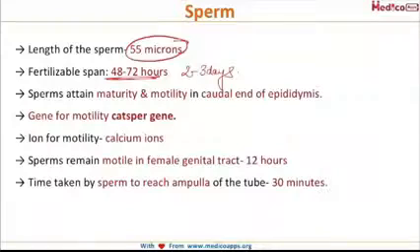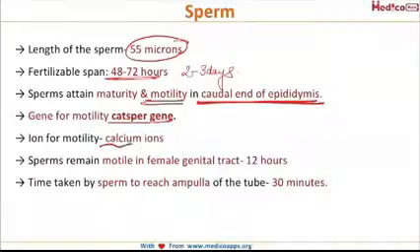And these sperms attain their motility in the caudal end of the epididymis. Take care of the word motility, because we'll get a question on where the sperm attains hypermotility, and we'll come to that later on. The sperm attains its motility in the caudal end of the epididymis. And what is the gene involved in it? It is the Casper gene. And the ion involved is calcium.